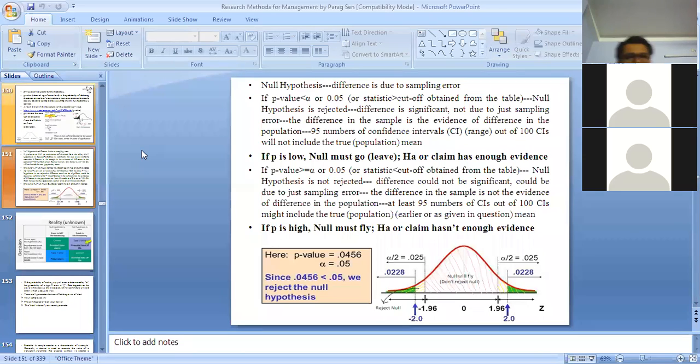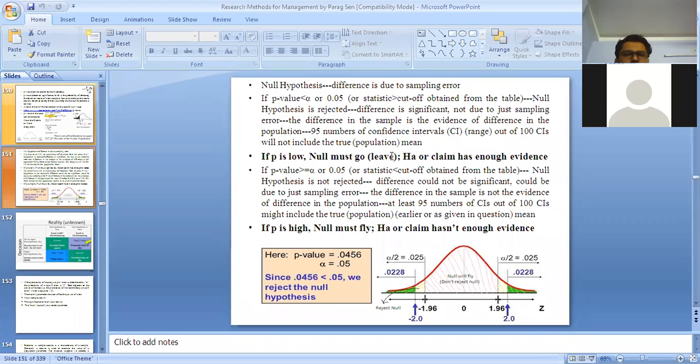So there is a very easy way to remember it. If p is low, null must go. If p is high, null must fly. If p is low, null must go. If p is high, null must fly. You should remember this. That's it. What does go mean? Go means simply leave.